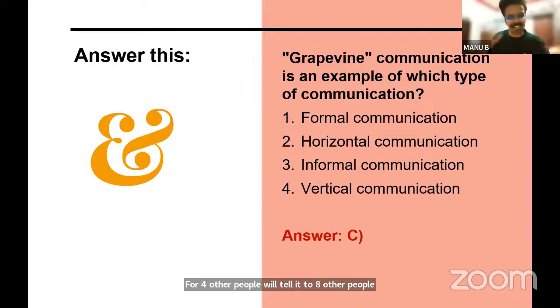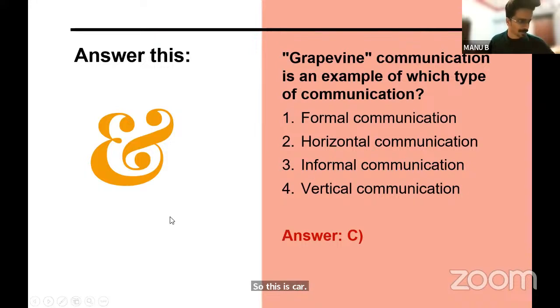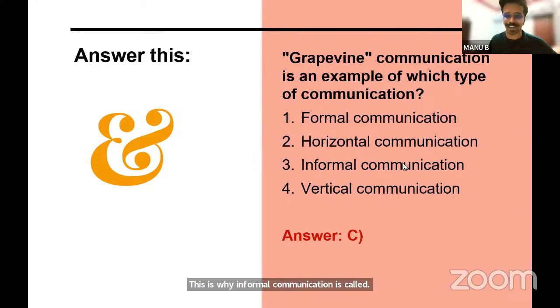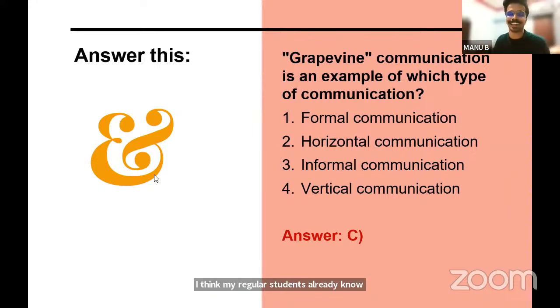So it is entangled, and finally, that very same news takes a round and comes back to you as well. So completely entangled, like a grapevine climbing all over. So this is why informal communication is called grapevine communication. Okay. I hope you understood. Yeah. Gossips and rumors. I think my regular students already know what kind of examples I tell in the class. So option C is the right answer. I think many of you have already answered that right.